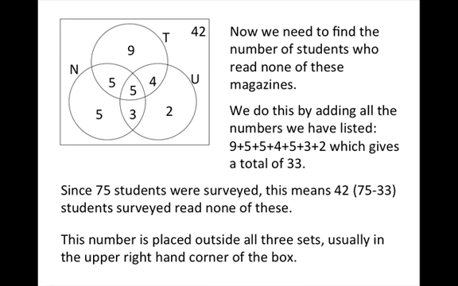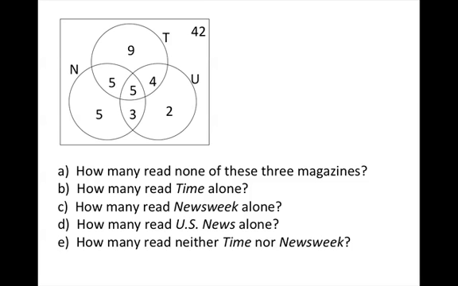Now with our Venn diagram completely labeled, let's answer our questions. How many students read none of these three magazines? That's the number outside all three circles, so that would be the 42. How many students read Time alone? So that means it's the number of students inside my circle for Time, but not inside the other circles. So that was just the 9 students.